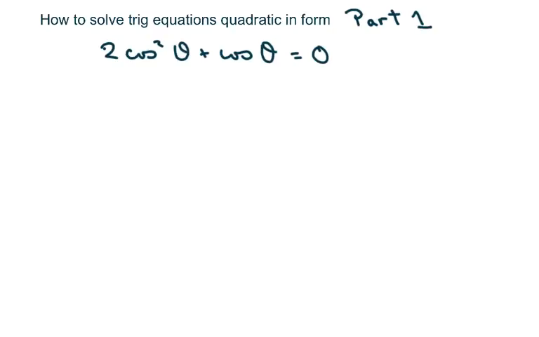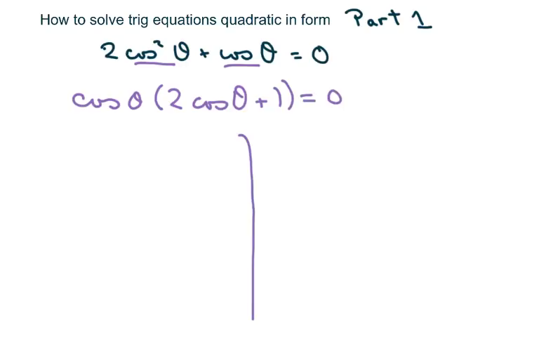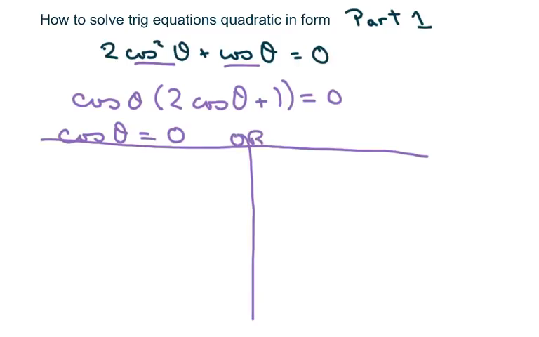Everyone, we're going to solve trig equations that are quadratic in form. This means that it involves factoring. So on this first one, we notice that this isn't a trinomial, but what we can do is factor out a cosine, because they both have cosine. So I'm going to factor out a cosine of theta, and I'm going to get 2 cosine of theta plus 1 equals 0. So I'm going to separate this out and set cosine of theta equals 0, or 2 cosine of theta plus 1 equals 0, and then just solve from there.